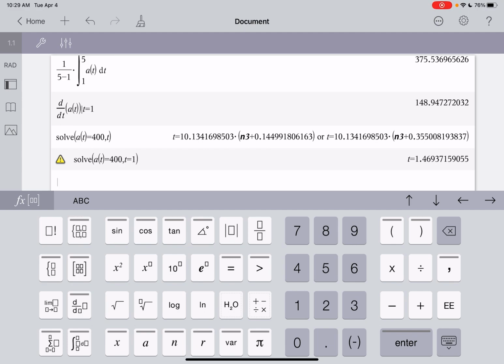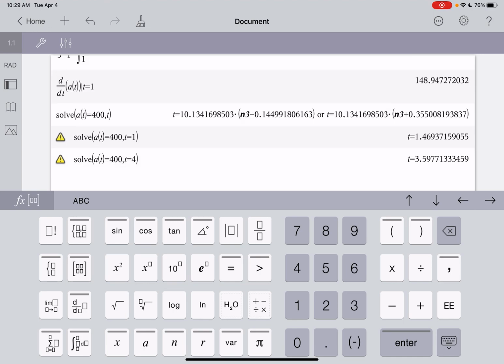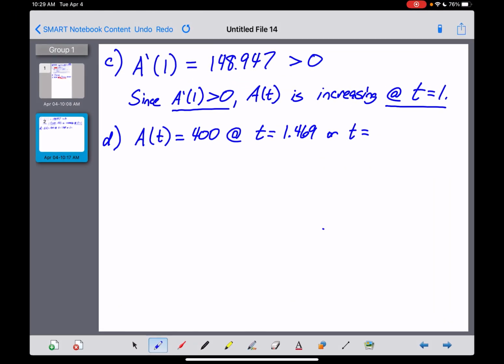Or there's another one now at t equals, and let's do this one again. So I'm just going to hit up, and enter. But now instead of a 1, this one was a little bit later on. I'm just going to guess 4 right here. And here's the solution it gave me now, 3.598. So let me write that down as well, 3.598. So those are the two times right here at which a of t was actually equal to 400.